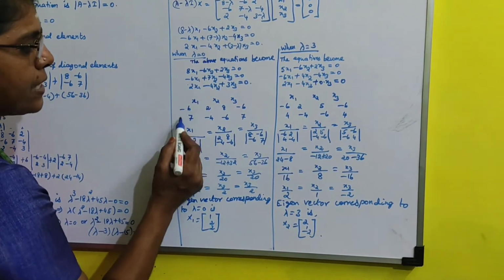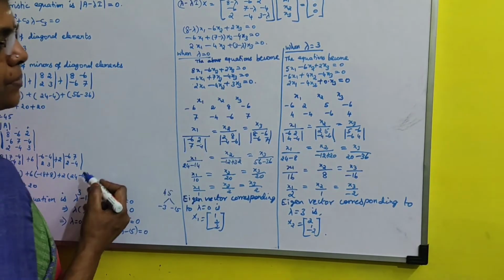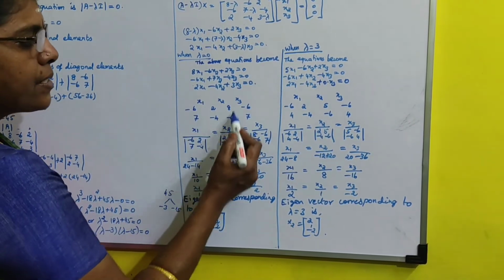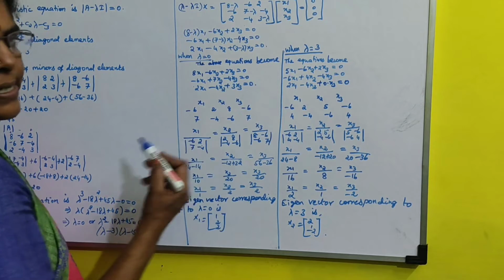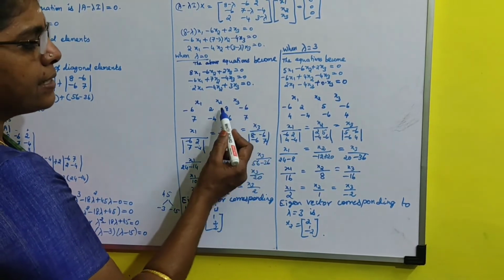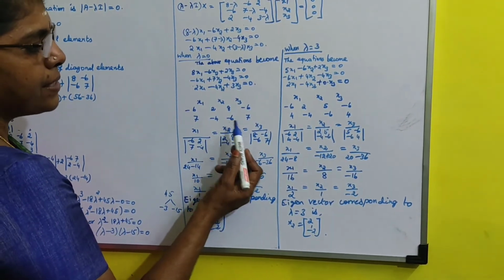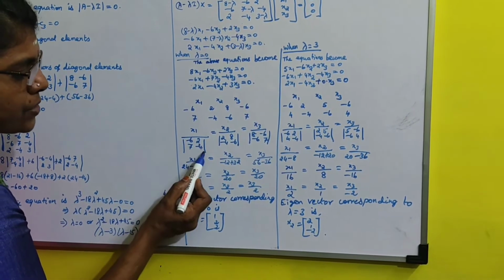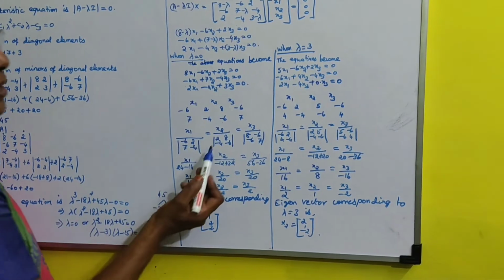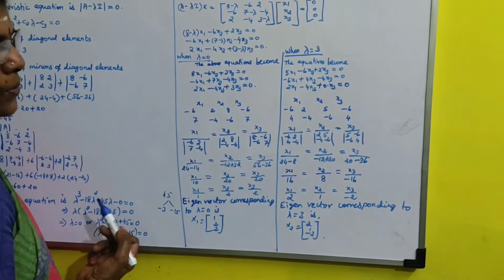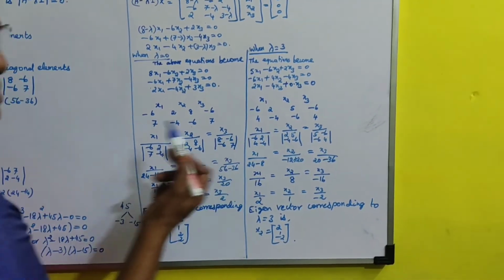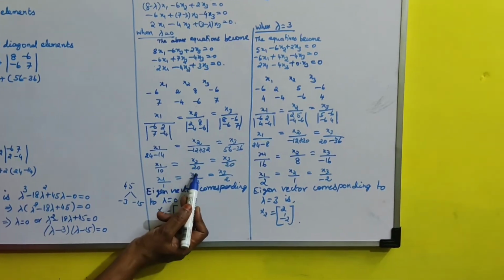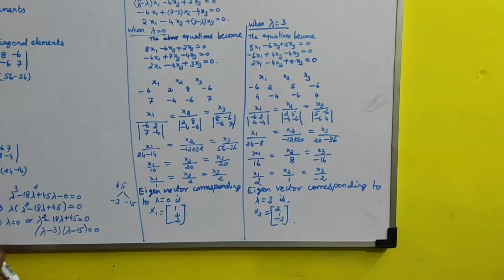For x1, take the determinant of these two columns, minus 6, 7, 2, minus 4. For x2, the determinant of 2, 8, minus 4, minus 6, and for x3, the determinant of 8, minus 6, minus 6, 7. Now the determinant of this one is plus 24 minus 14, here minus 12 plus 32, 56 minus 36. Simplifying this we get x1 by 10, x2 by 20 and x3 by 20.